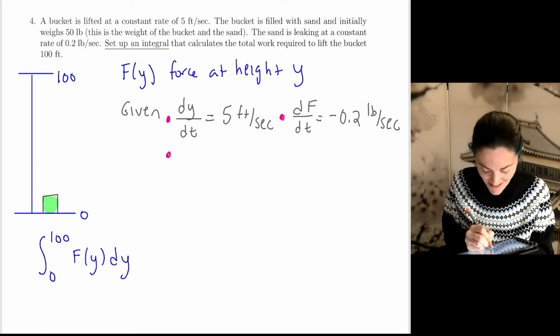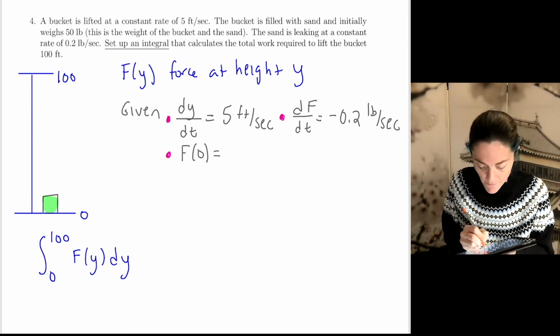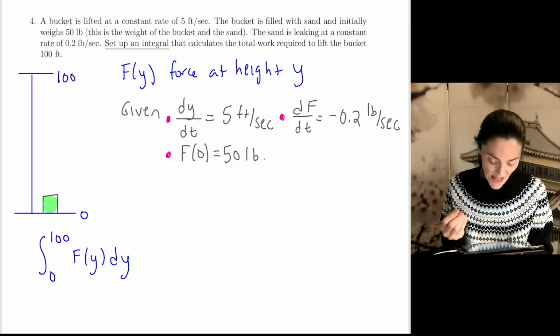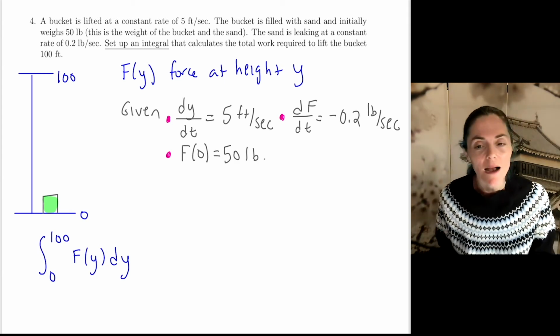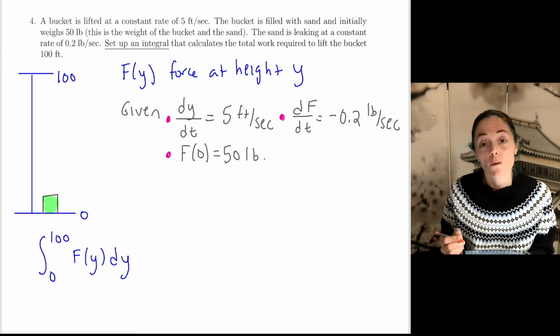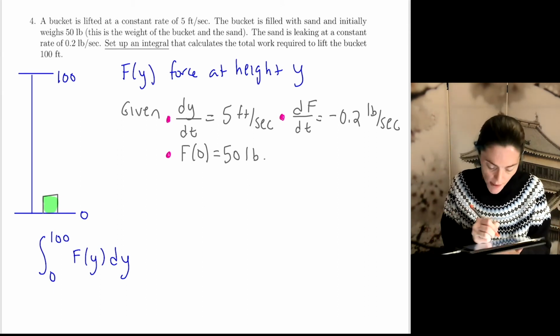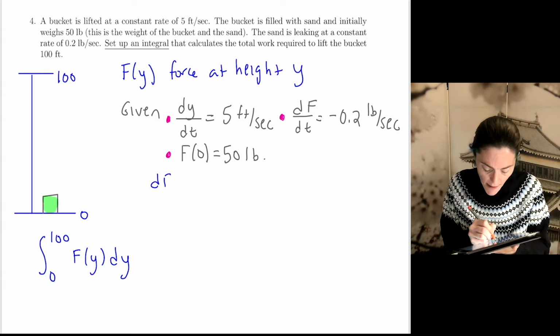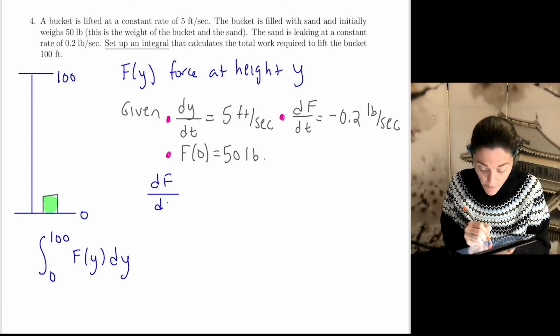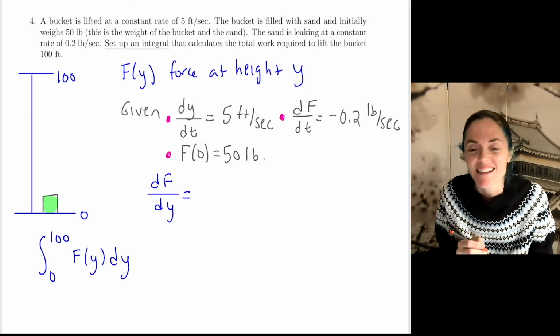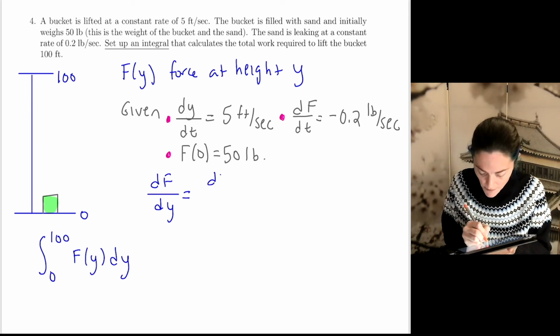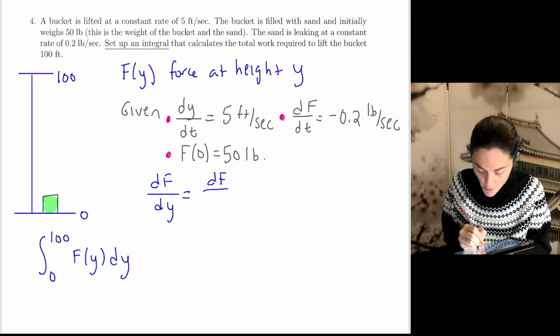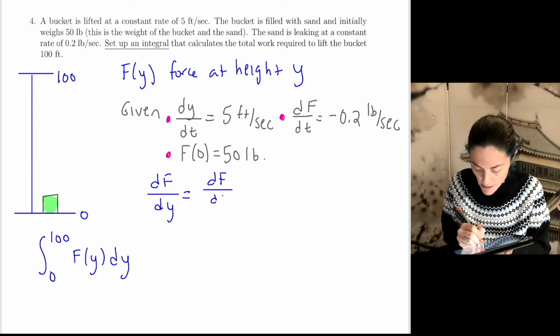So we are given at height 0, we have 50 pounds. Well, there's a few ways you can do this problem. I'm going to do it kind of in a Calc 1 way for this video. What I need is df/dy, because I want my function as a function of y. And if you recall, this really comes from the chain rule. This would be df/dt divided by dy/dt.